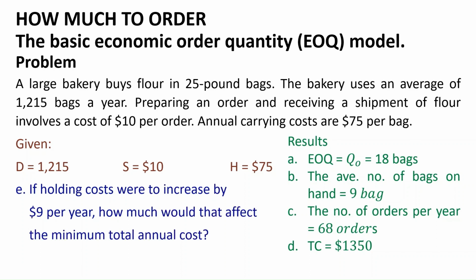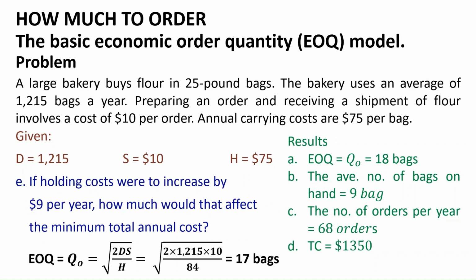$1,350. The last question is to find the change in the minimum total cost if the holding cost increased by $9, which means that H is $84 instead of $75. To answer this, we have to recalculate the Q0 corresponding to the new value of H. So, Q0 equals the square root of 2 multiplied by D multiplied by S divided by H, equals the square root of 2 multiplied by 1,215 multiplied by 10 divided by 84.